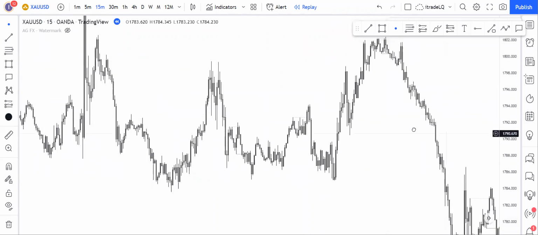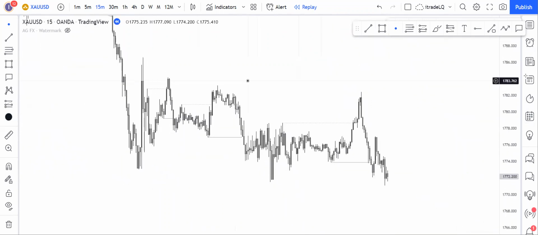So, oh yeah, that is how you validate a strong high. And that's how it looks on the charts. That's it for now. On to the next one.